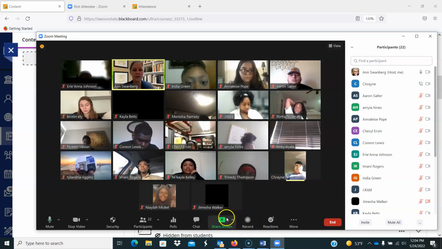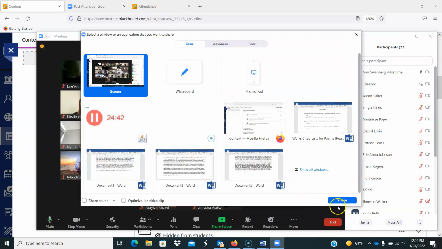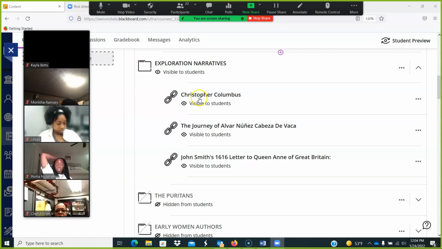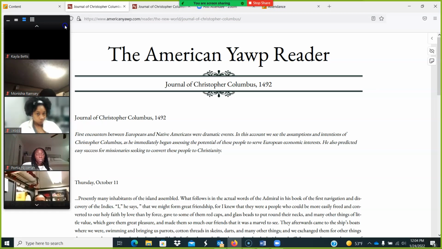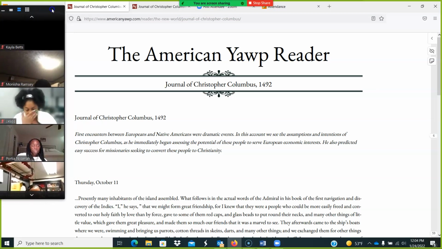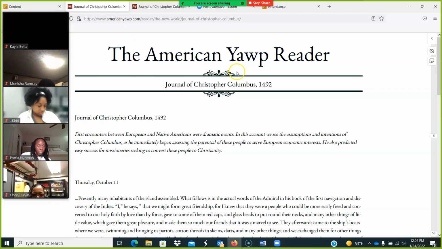All right, let's take a screen share. Let's go to the Columbus reading first. And let's examine this a little bit. Who provided this reading to us? Christopher Columbus. Well, he wrote it, but who's providing it to us? The American Yawp Reader. Yes, the American Yawp Reader is the entity that provided this. We'll need to know that if we cite this in a works cited list. What's the title of it?